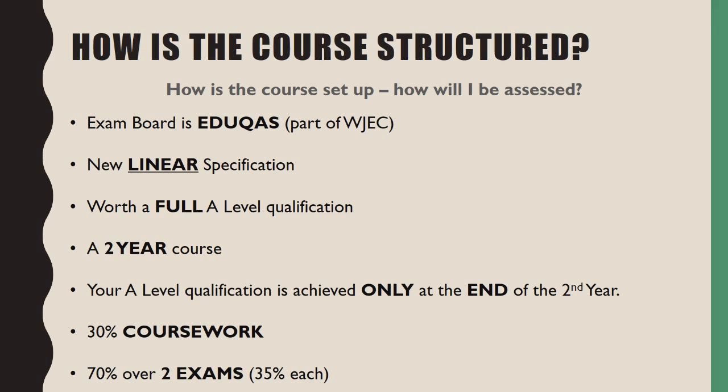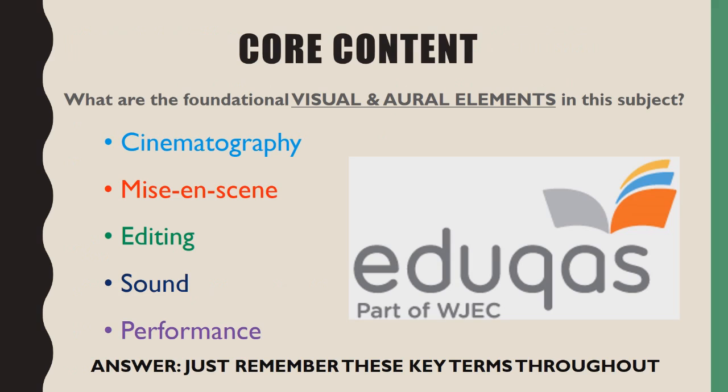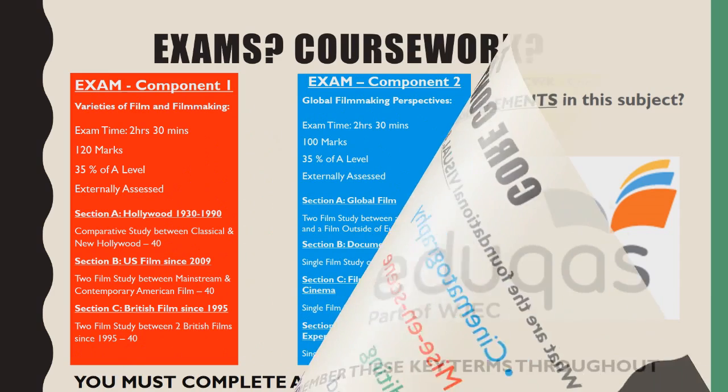Now when you do film studies, you're going to be studying lots of films, but when we look at the core content of the films, we're often looking at things like cinematography, mise-en-scene, editing, sound and performance, and we look at how these things basically create meaning for the audience.